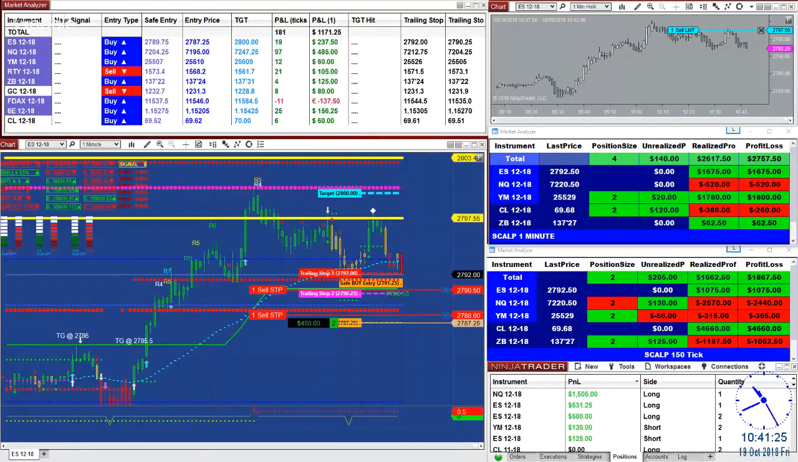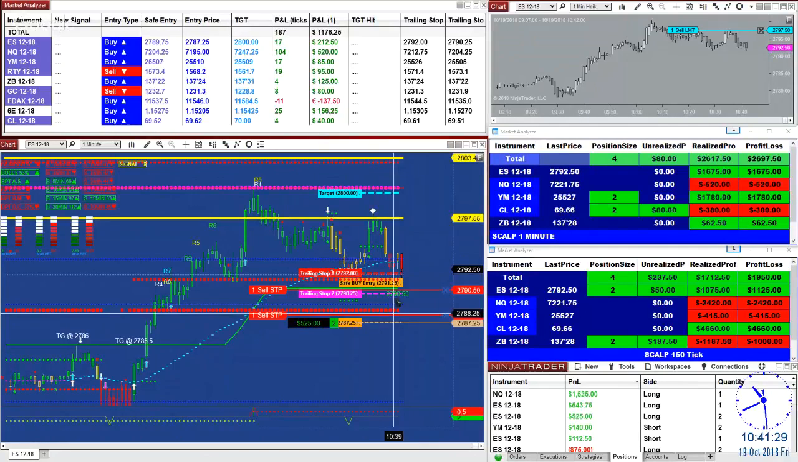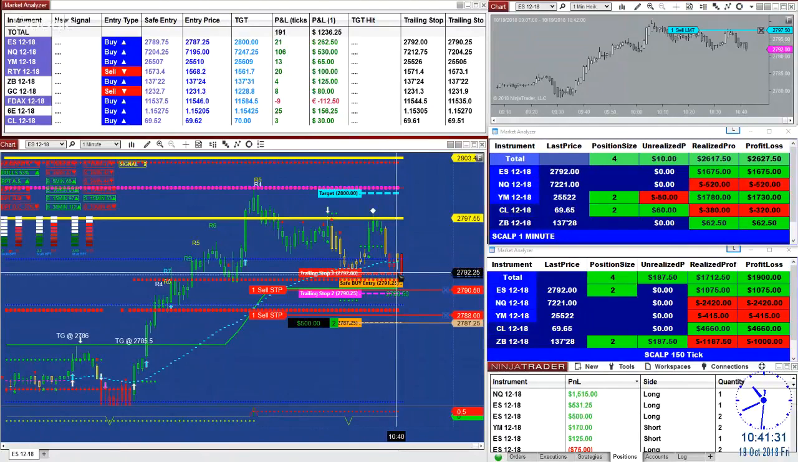on the short trade. So the party is over on the pullback re-entry, folks, and we'll start looking for a new signal.